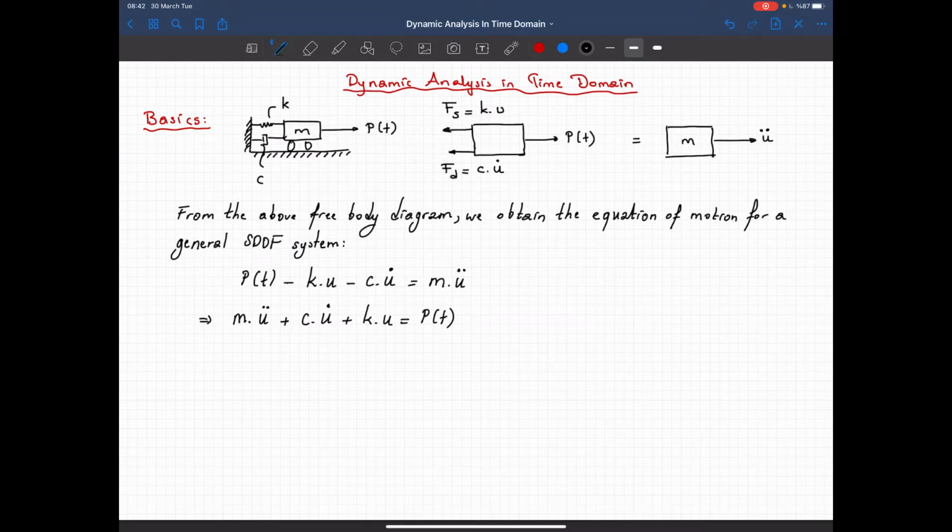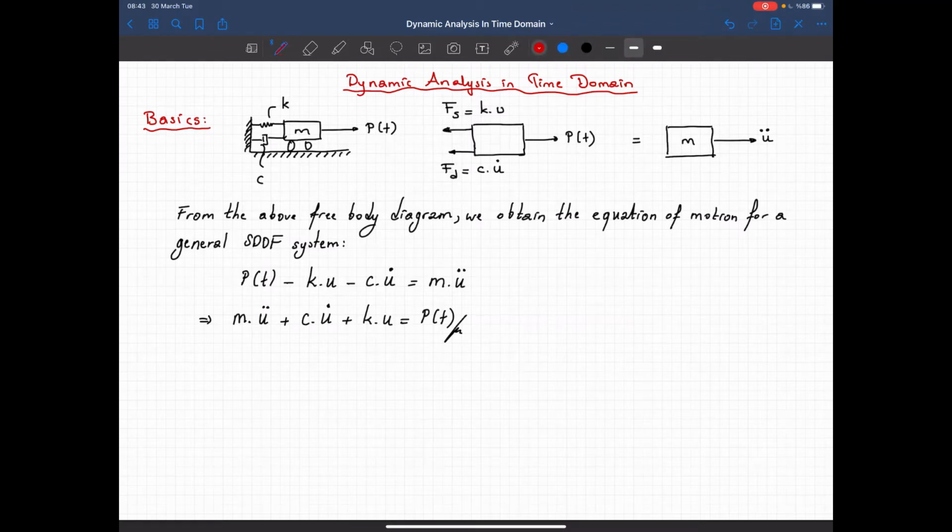So how do we solve this differential equation? We will be examining 4 cases. The first case, we don't have any P(t), no excitation force, but some initial condition. We call it a free vibration, and we will examine the free vibration again in 2 cases. In the first case, we don't have any damping, and in the second case, we have damping in the system.